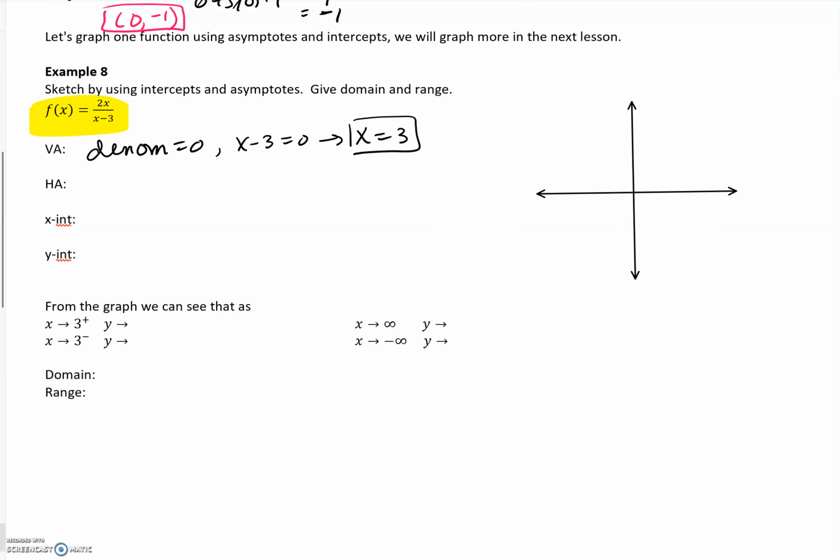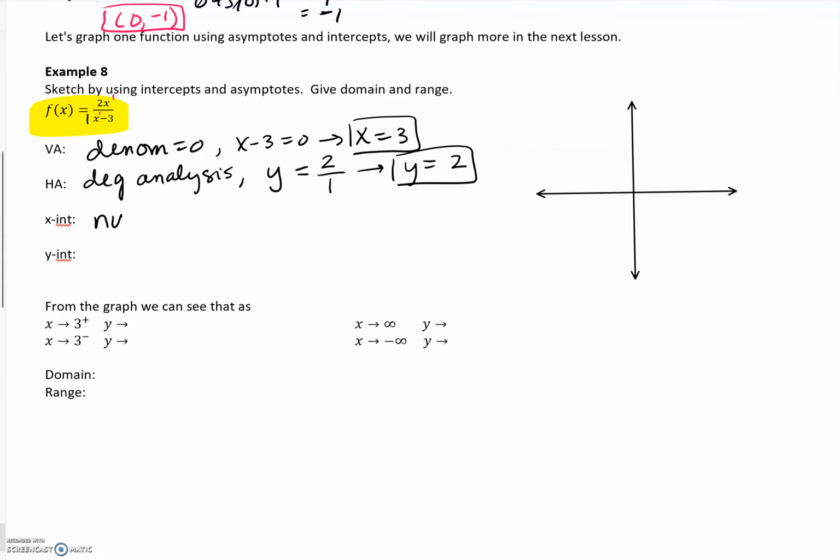For the HA, we're going to do the degree analysis. Again, we've already done this in the previous video too, but y is going to be equal to the leading coefficient of the numerator and denominator because the degrees are the same. So since same degree, we're just going to take the coefficient from upstairs divided by the leading coefficient from downstairs. So y equals 2 is our horizontal asymptote.